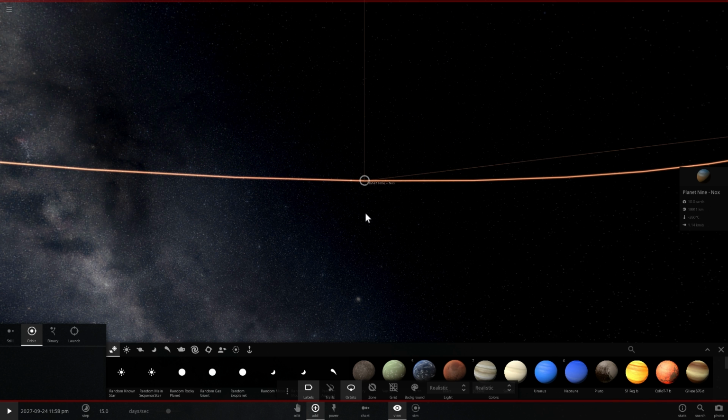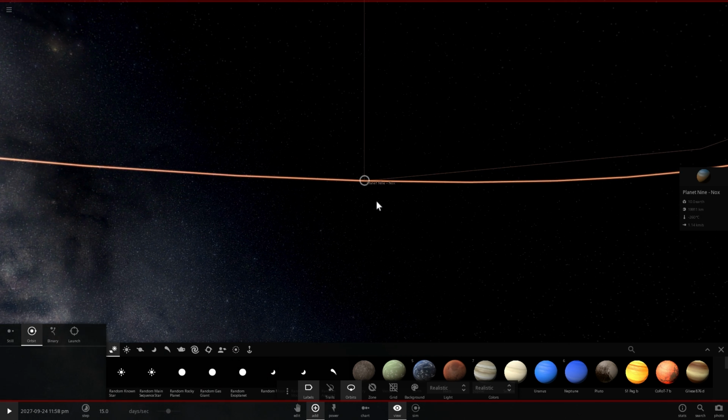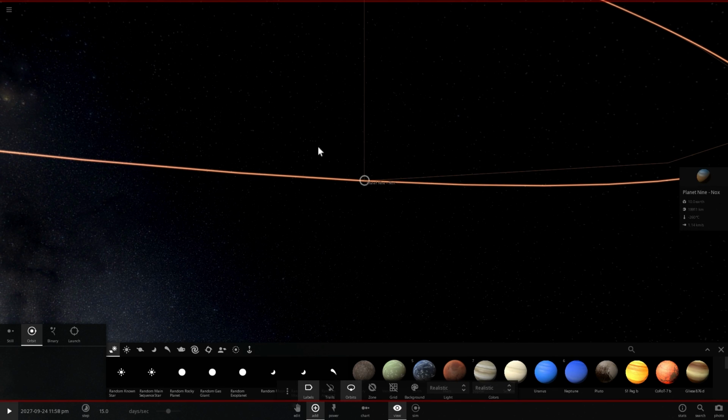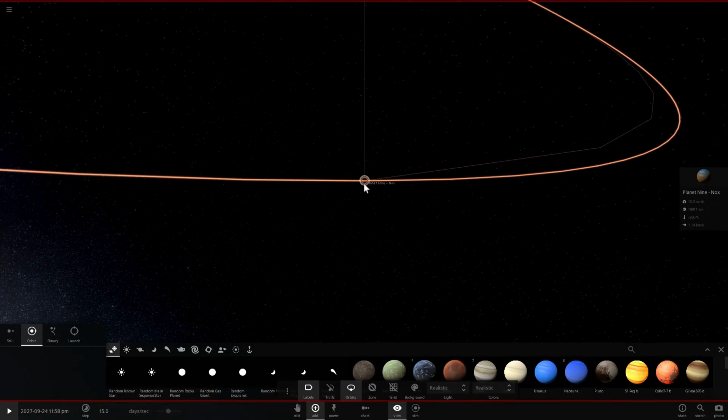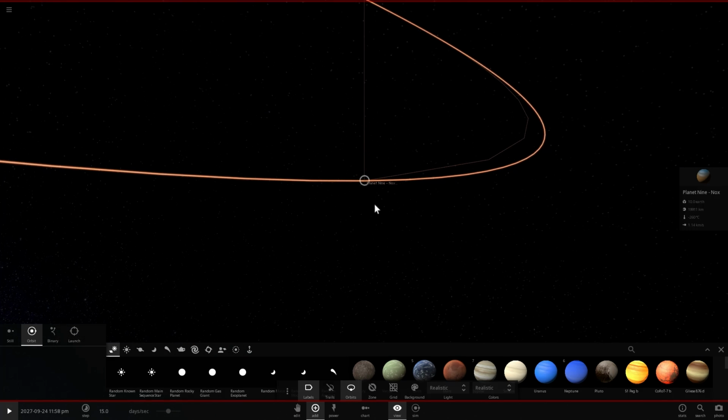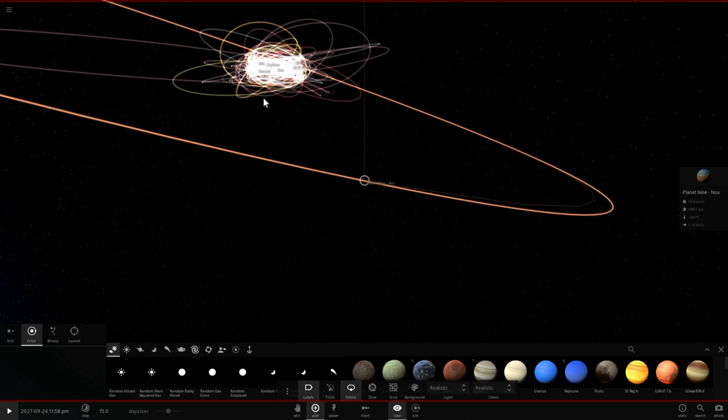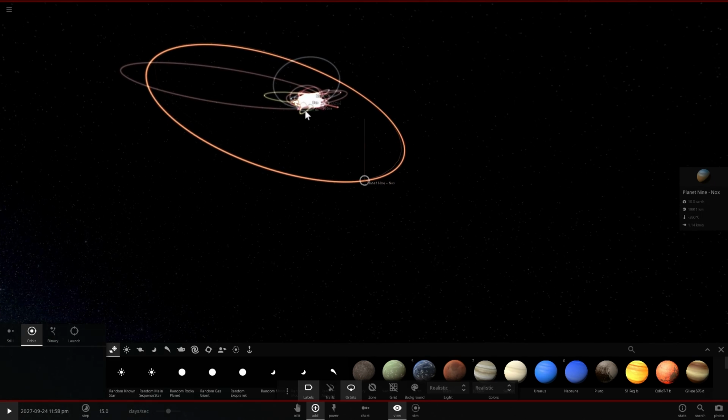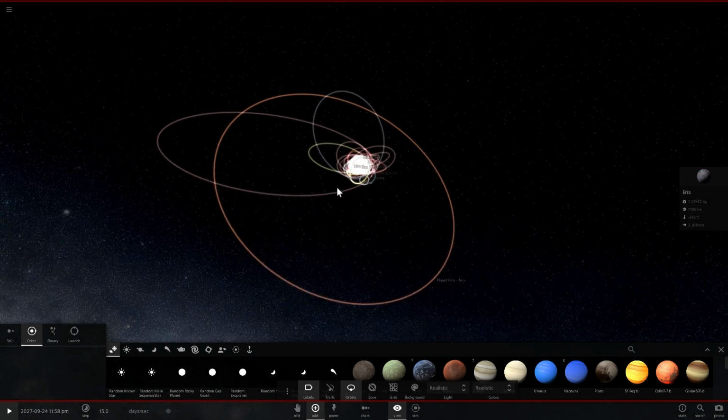It was called Tyche. This was a hypothetical gas giant in the outer solar system that was proposed by, I believe, a team from the University of Louisiana at Lafayette. And they were trying to explain away the elliptical orbits of certain comets. This was before Sedna and Eris were discovered.